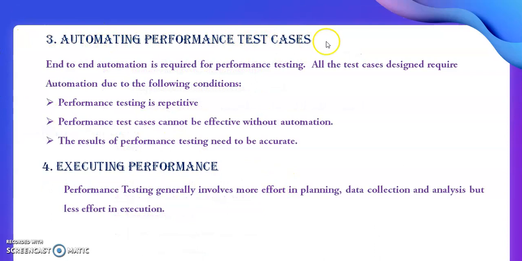Automating performance test cases. End-to-end automation is required for performance testing. All the test cases designed require automation due to the following conditions. Performance test is repetitive. Performance test cases cannot be effective without automation. The results of performance testing need to be accurate.